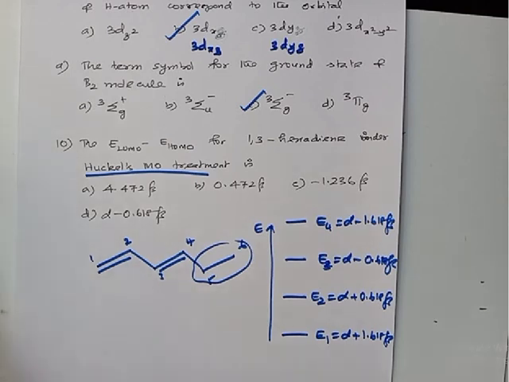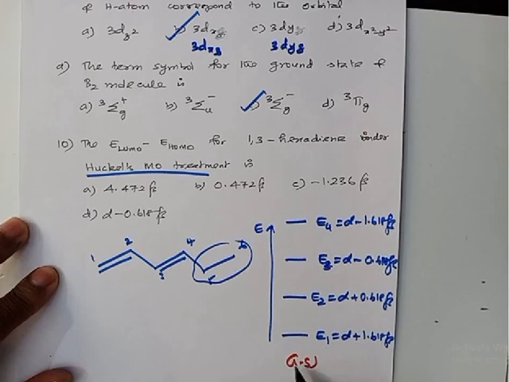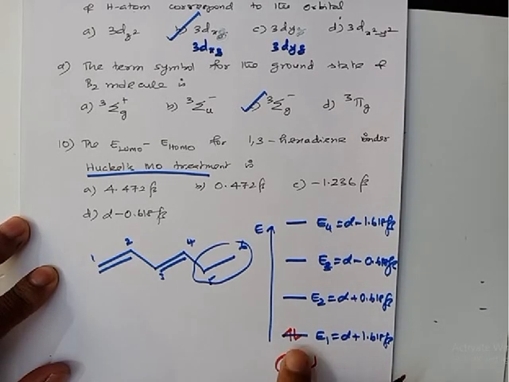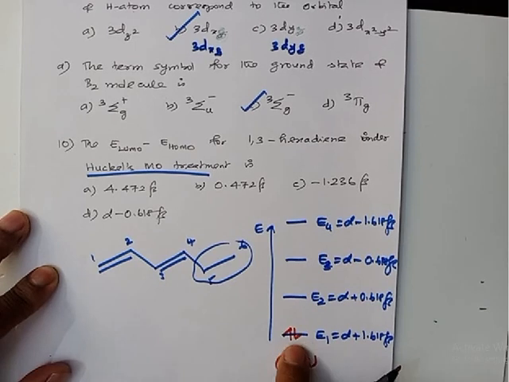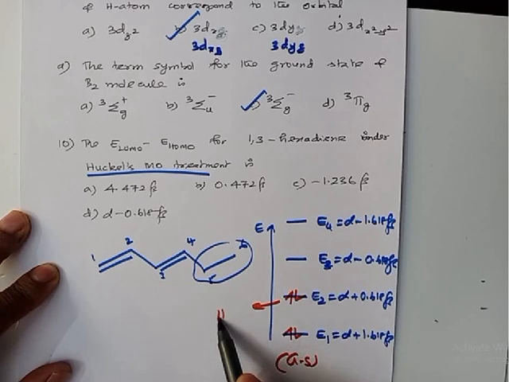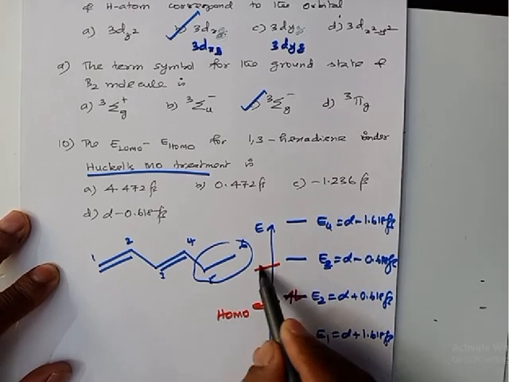Okay. Now we have 4 pi electrons. So for the ground state, the 4 pi electrons are placed like this. Each molecular orbital can accommodate 2 electrons. So place 2 electrons here and 2 electrons here. So this is the HOMO level, the highest occupied molecular orbital, and this is the LUMO level.